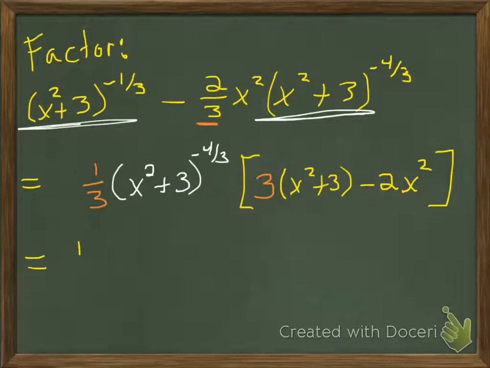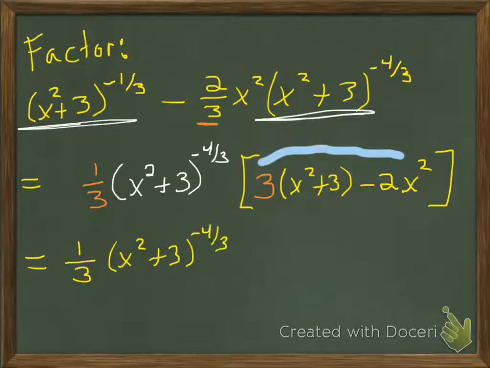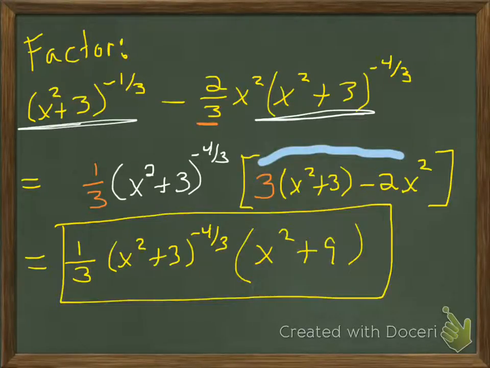So all of that has been removed, and all we're going to do is combine our like terms inside of here. So you're going to distribute that 3 through. So I have 1/3 times (x squared plus 3) to the minus 4/3. Distributing that 3 through, we'll get 3x squared minus 2x squared, which is x squared, and then plus 9. It looks a little bit different in the back of the book, but this is perfectly good. Okay, so we're going to look at one other example.